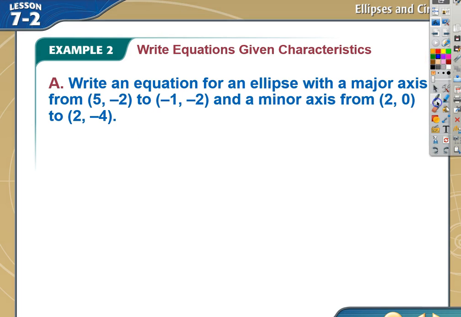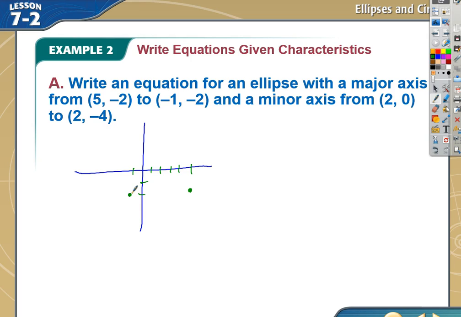So here we go. So let's do my major axis is 5. So here we are. 1, 2, 3, 4, 5. -2. 1, 2. Here we go. And the other one's at -1, -2.